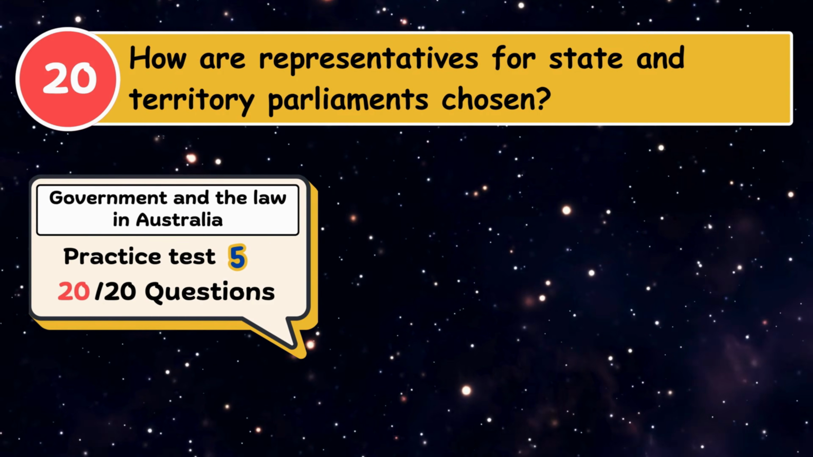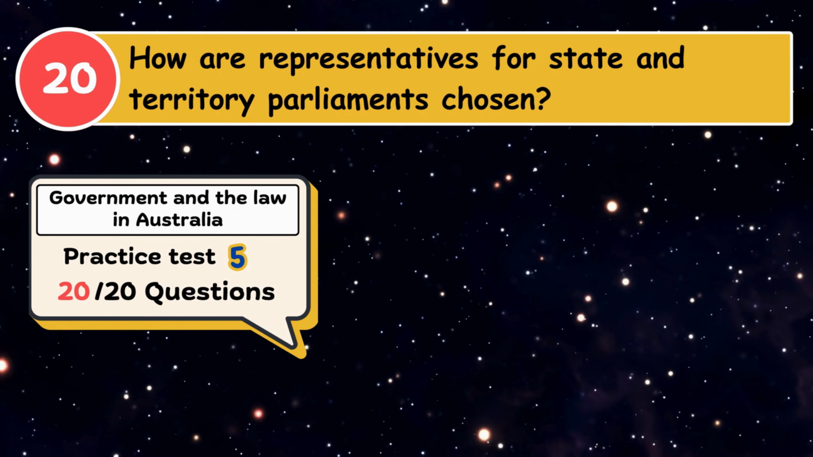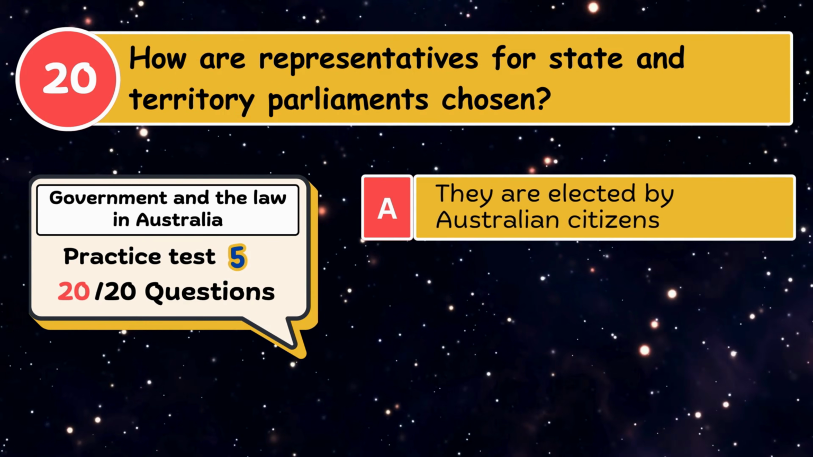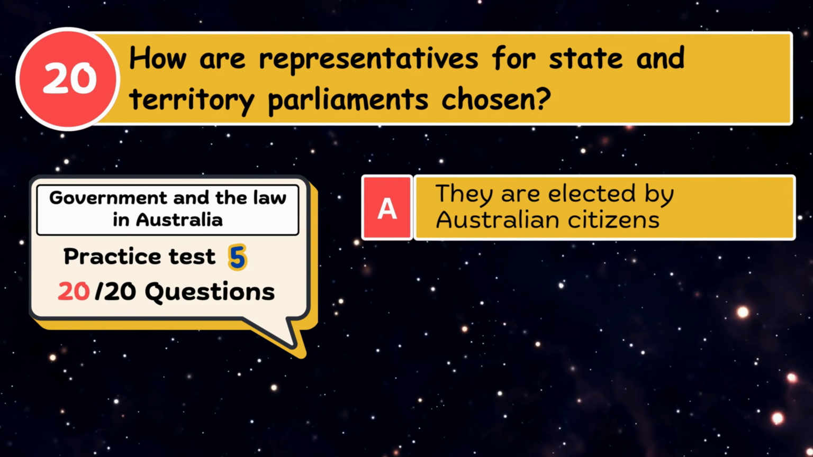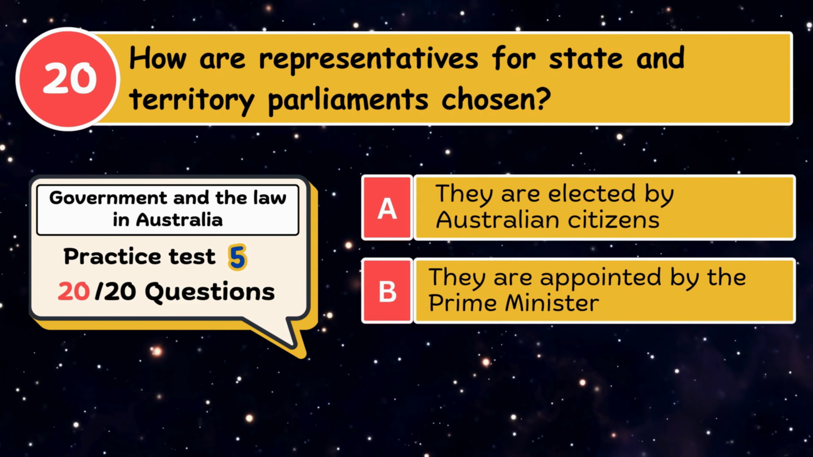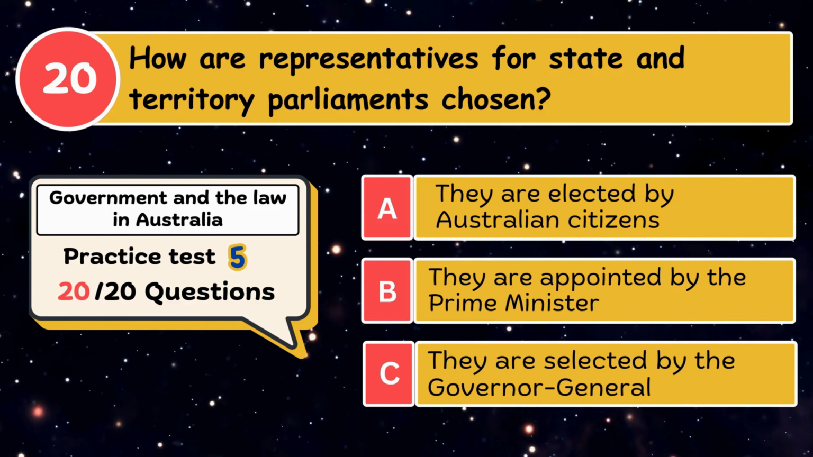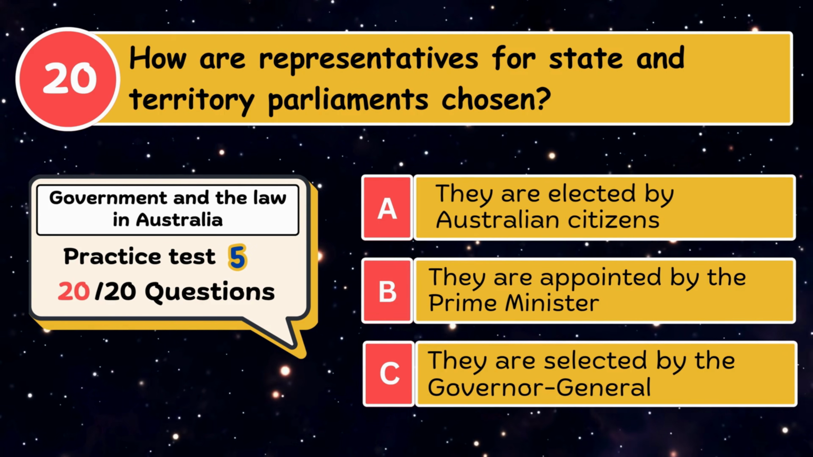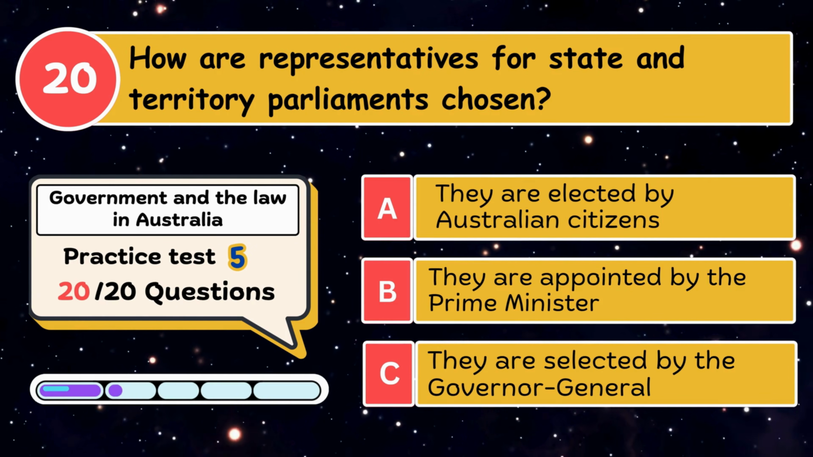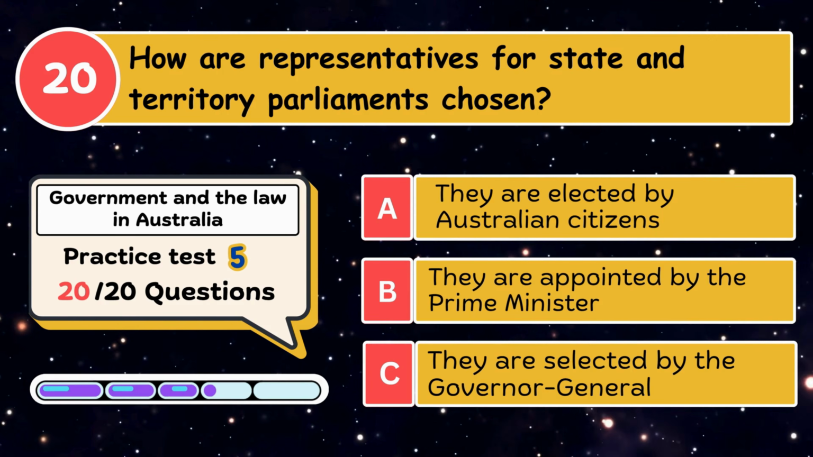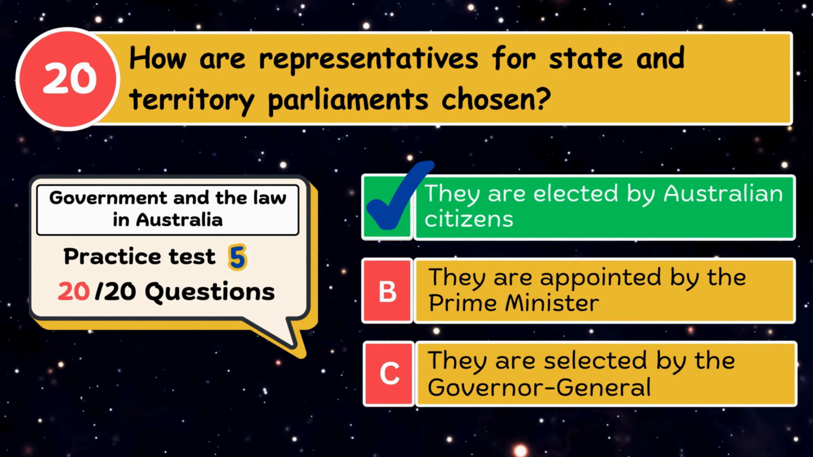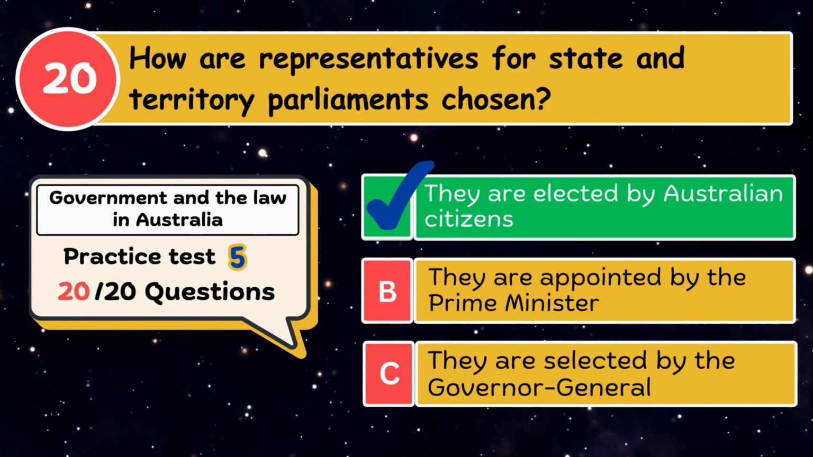How are representatives for state and territory parliaments chosen? A. They are elected by Australian citizens. B. They are appointed by the Prime Minister. C. They are selected by the Governor-General. The correct answer is they are elected by Australian citizens.